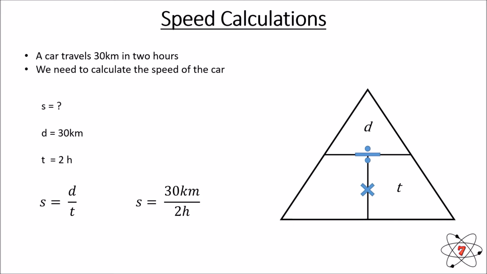We can then put our units into our calculation. So speed in this example is equal to 30 kilometers divided by 2 hours. And this is going to give us 15 kilometers an hour. 30 divided by 2 is 15. Kilometers divided by hours does not resolve, so we're left with kilometers per hour. So our unit is also derived from the information that we are given in the equation.